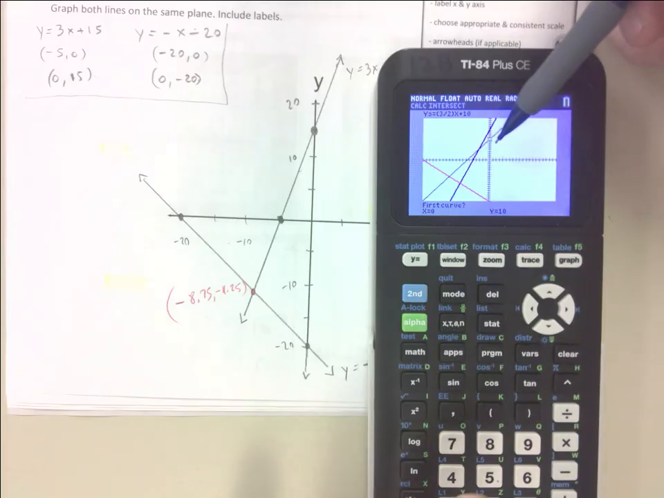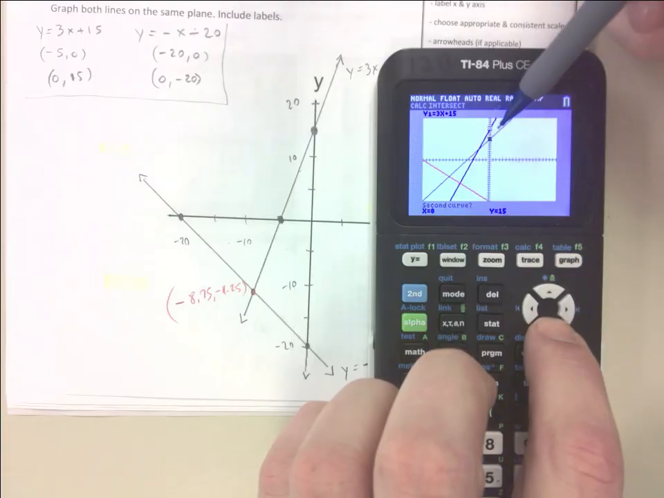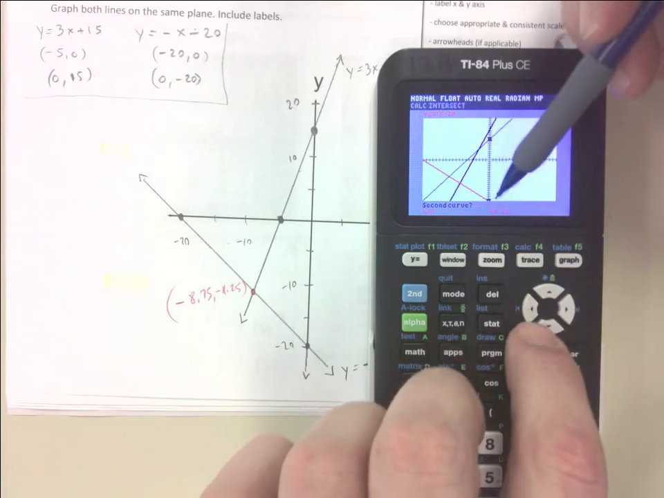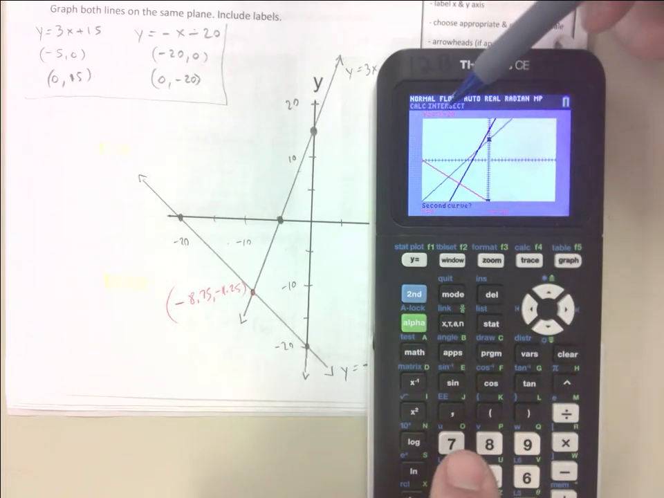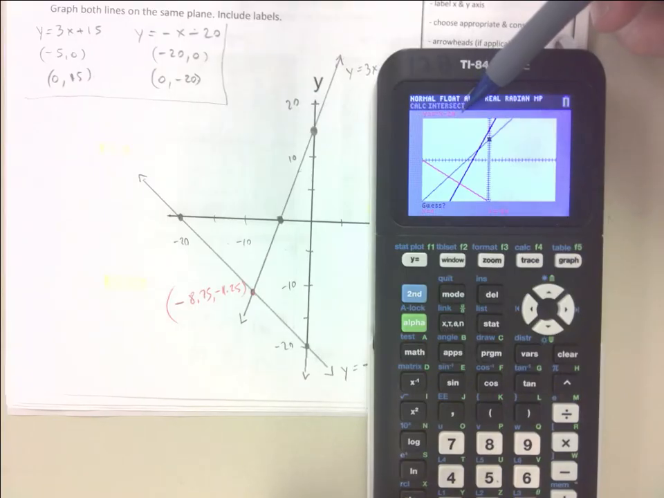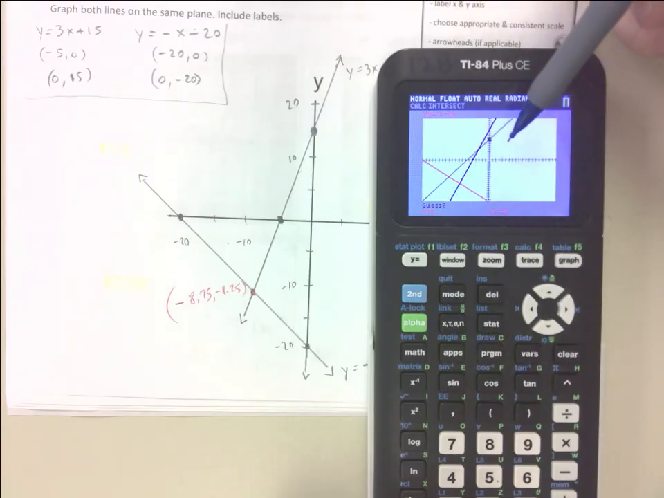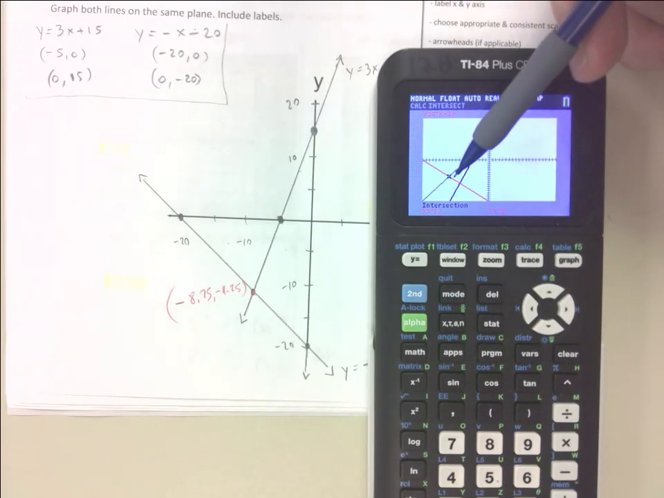I hit enter. I'm selecting the black line. And I want the next one to be the red one. So you keep using the up and down arrows until you get to the red line. See, everything is red when I get on the red line. Hit enter again. And when it says guess, hit enter one more time. And it will jump to that intersection that you're interested in.